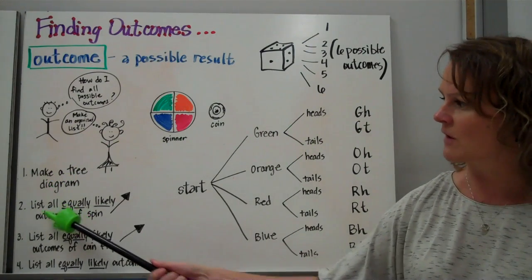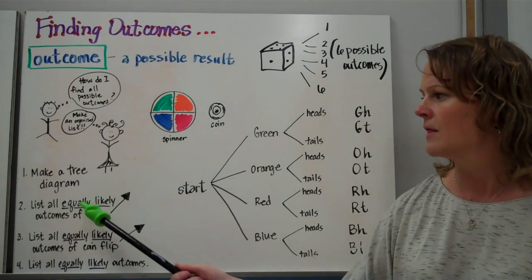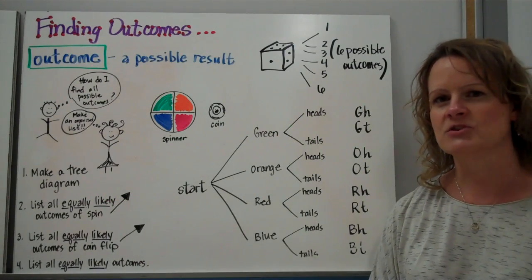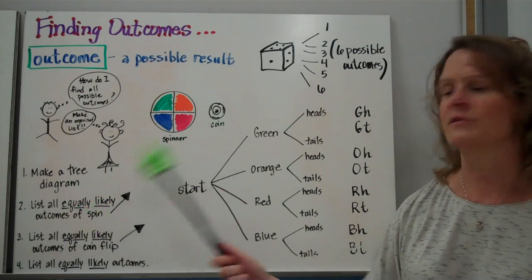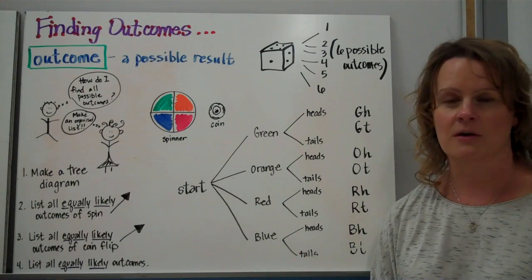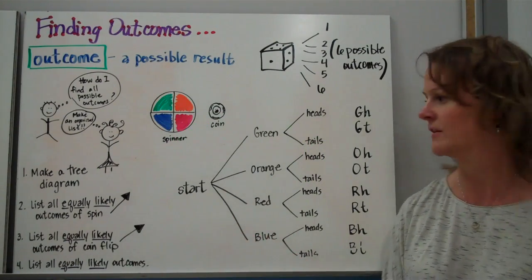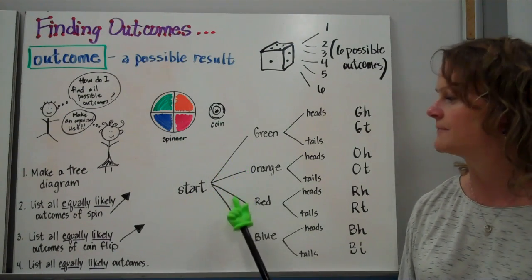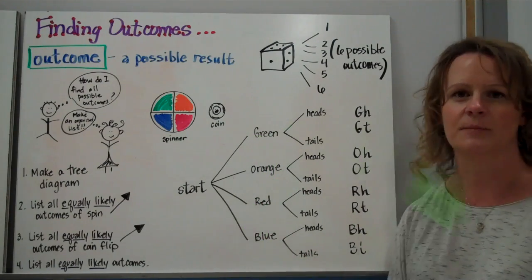To do that, we're going to list all equally likely outcomes of a spin. And it's important that you really think about these words here, equally likely. That term is really important in probability, and it applies, of course, to how we will build our tree diagram. So as you can see on the spinner, we have 4 equally likely sections. And so when we build our tree diagram, we start by splitting it into 4 equally likely sections. And I'm labeling each of those parts by each of the colors of the spinner.